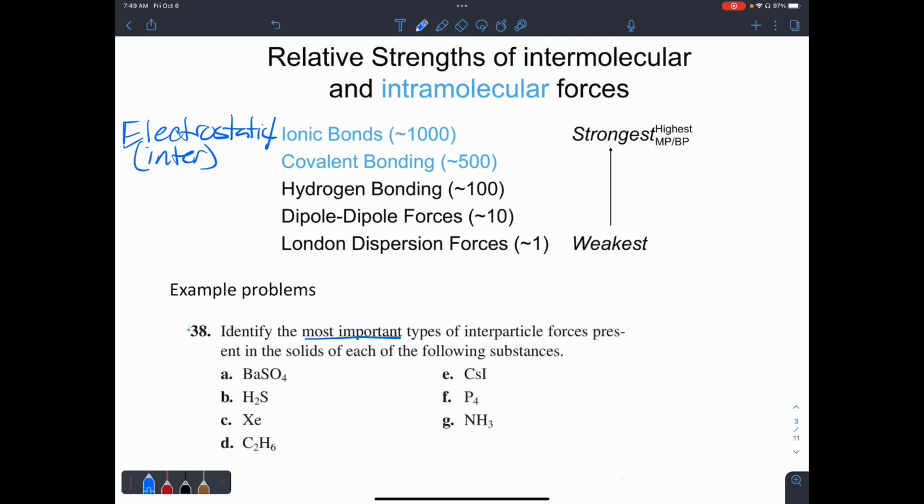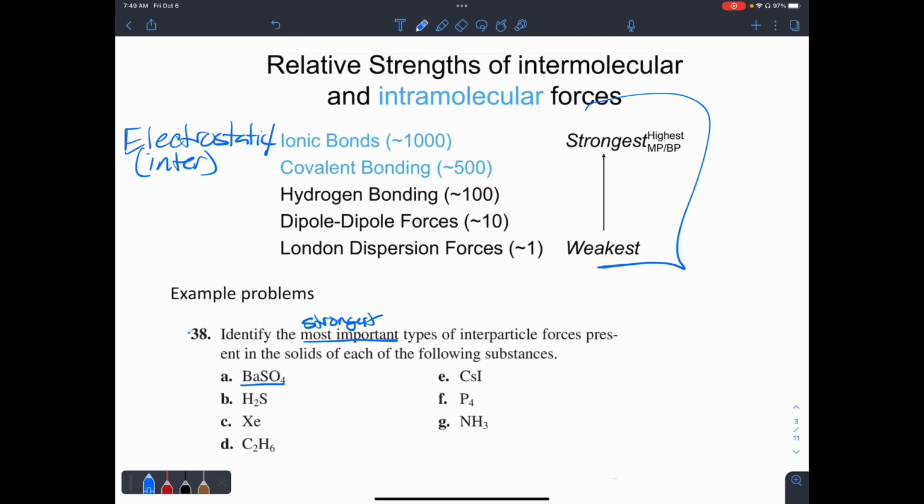Most important, that means strongest, right? The most important, the ones that have the biggest impact on how the molecules behave. So what I like to do is use this list at the top and just go through each of the items. So item A, is it ionic? If it is, that would be the strongest type of intermolecular force that it has. Remember, ionics are metals and nonmetals. Barium is a metal. The answer is yes. So it's ionic. It has electrostatic forces.